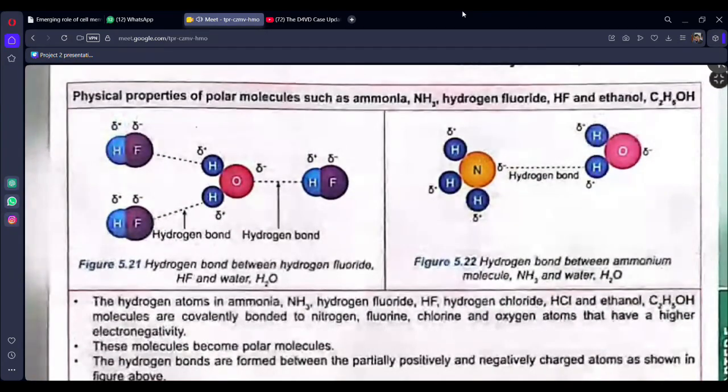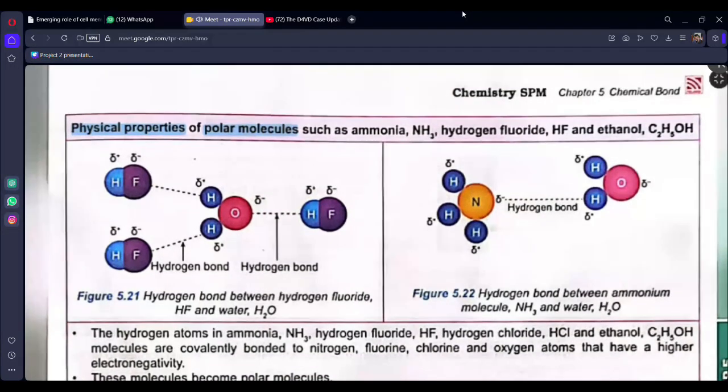Now, common molecules such as ammonia dissolve quickly in water at room temperature. Okay, physical property, polar molecule. Okay, let me check. Is there anything I need to explain or not?